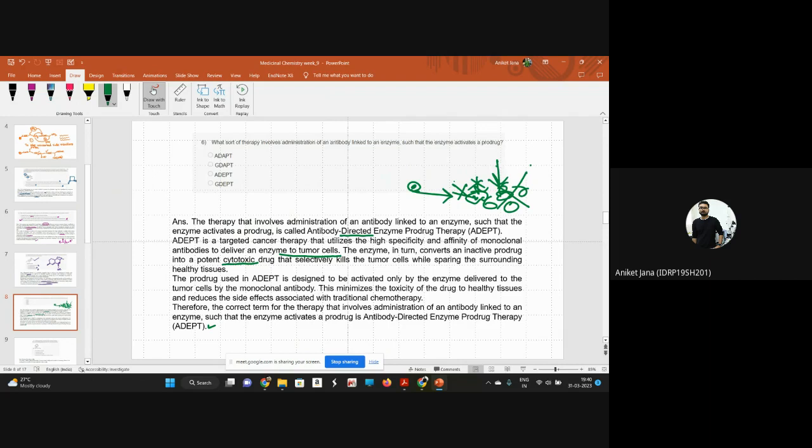Is this concept clear, why we are tagging the antibody with the enzyme? Yes, sir. Okay, so we are moving to our next question.